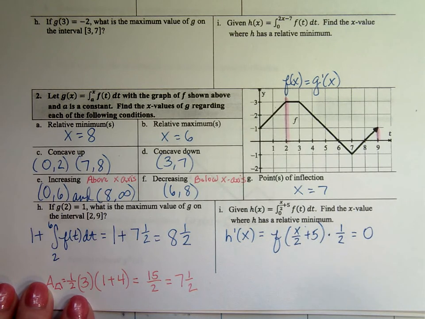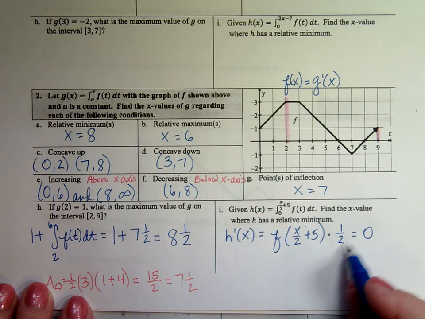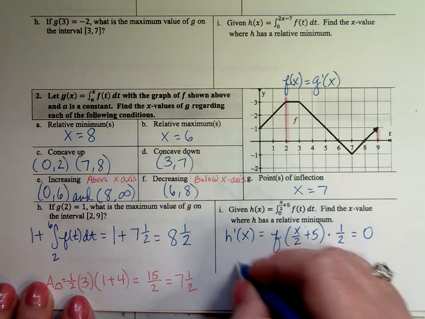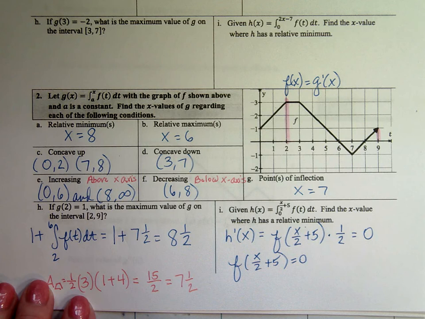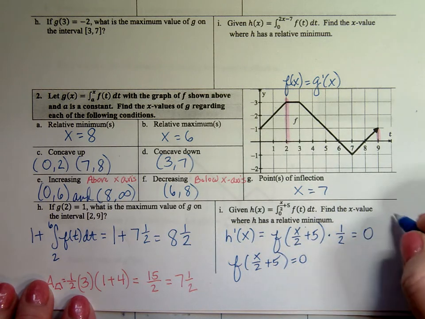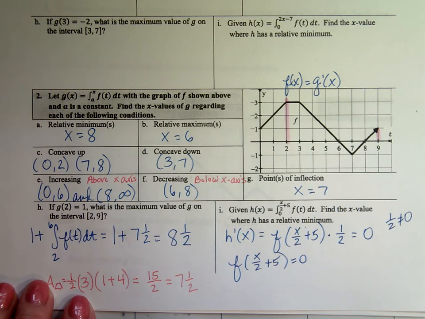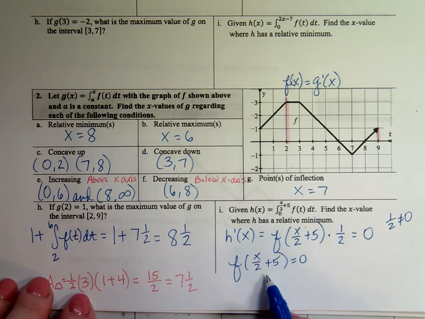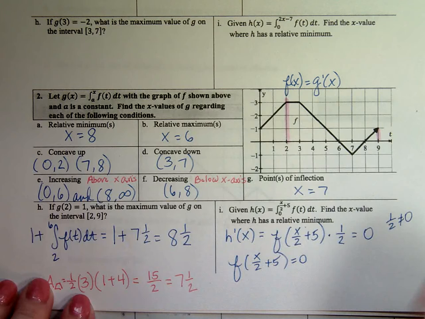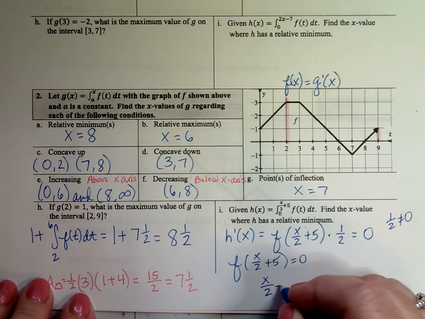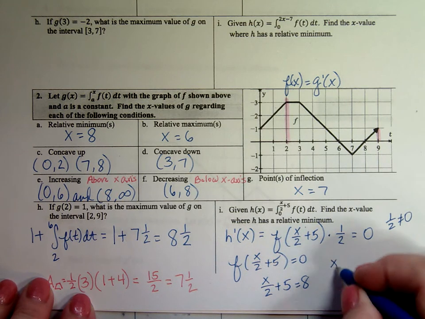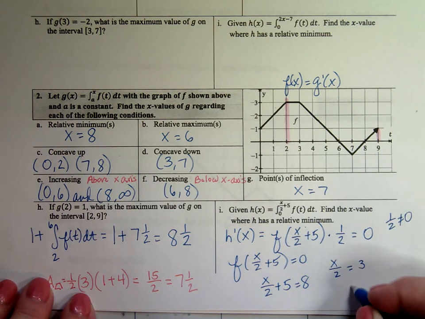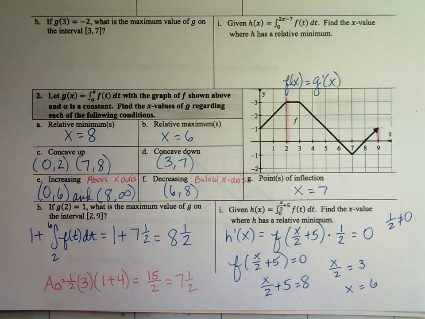We saw before that either 1/2 equals 0, it doesn't, or f of x over 2 plus 5 has to equal 0. So you're totally ignoring that 1/2. 1/2 can't equal 0. And what is the function value at where the minimum is? If I go back to my answers, the minimum's at 8. So I'm going to take x over 2 plus 5 equals 8. Solve it out. x over 2 equals 3. Cross multiply, x is 6. And there you go. That's your answer.